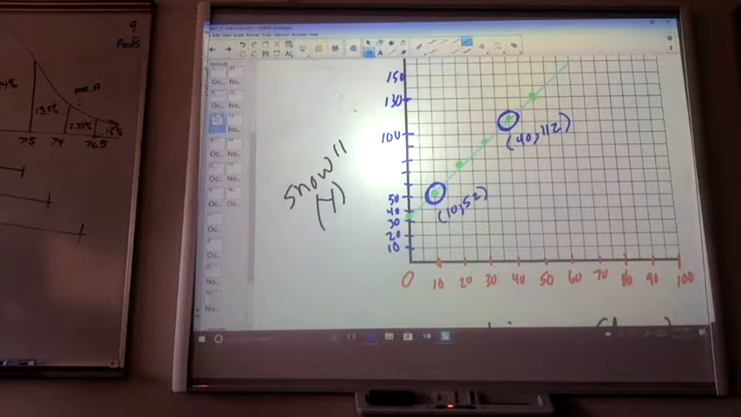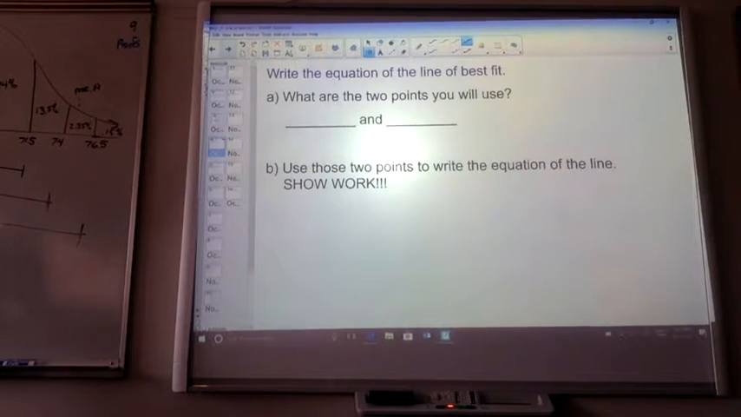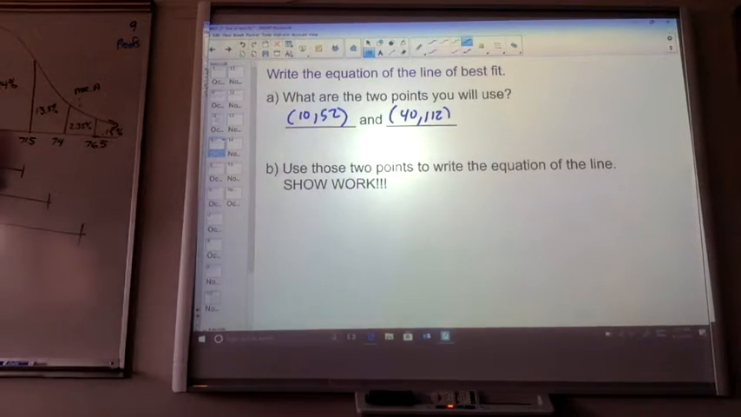All right, but let's get back to our scenario. So what are 2 points we'll use? What 2 points did I pick? 10, 52 and 40, 112. So what kind of rhyme or reason went into us picking these 2 points? We looked at our data. We said these are kind of far apart, and they happen to fall onto our line of best fit. That was really what it went.